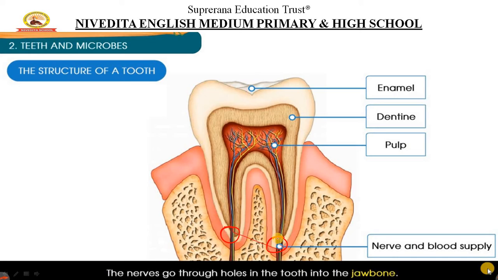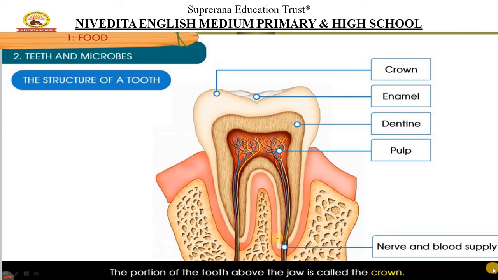Nerves. Nerves are, children, like very small and minute pipes in our body that transfer blood and signals from the brain. Especially, nerves are just like wires that transfer signals from the brain to other parts of the body. So where do these nerves come to the tooth? They come through the holes that are present in the tooth and through the jawbone.